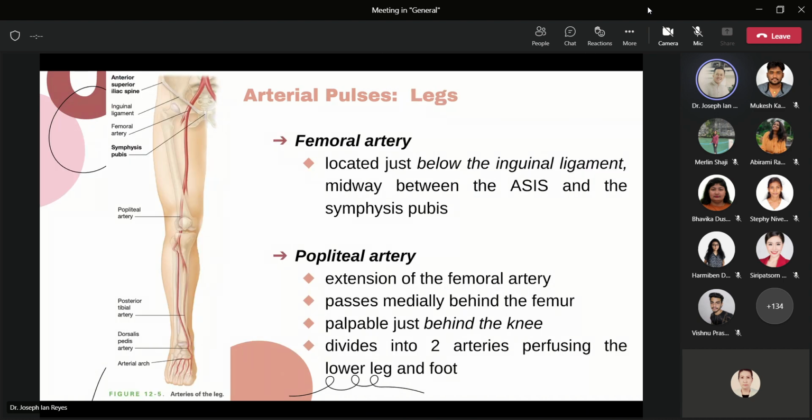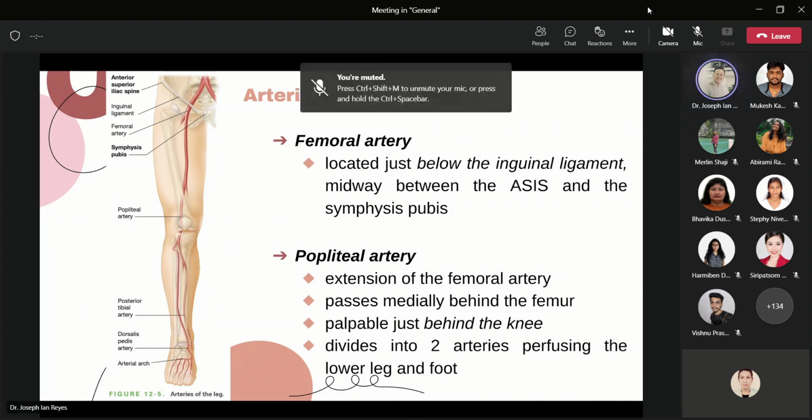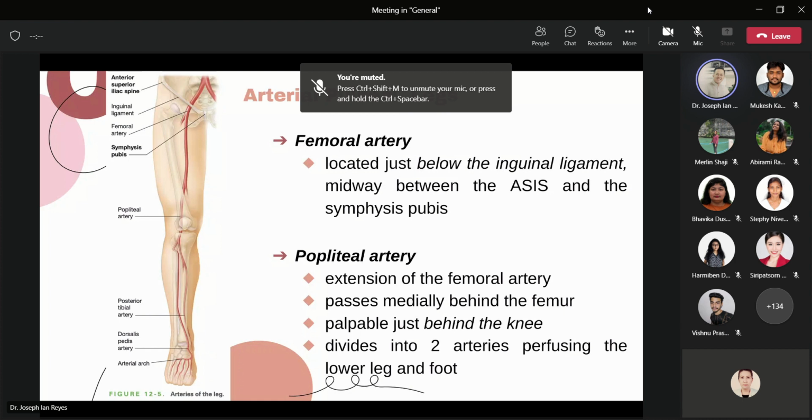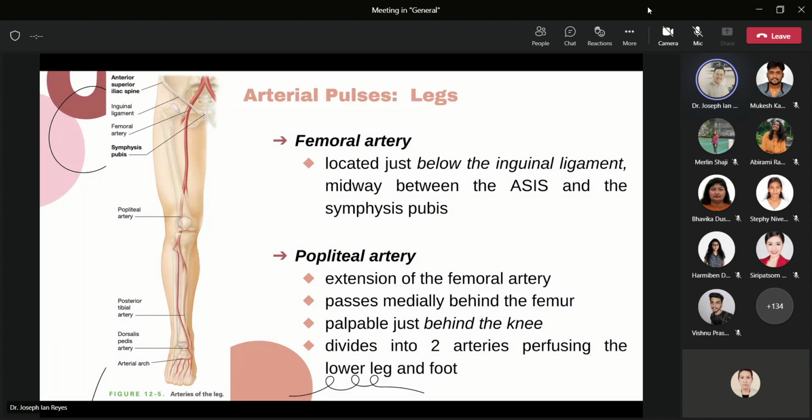So pulses of the legs are shown in this figure, figure 12-5. These pulsations, you should know, especially when we assess patients with peripheral vascular diseases, diabetic patients. Those patients can have diminished pulses in the extremities, right?